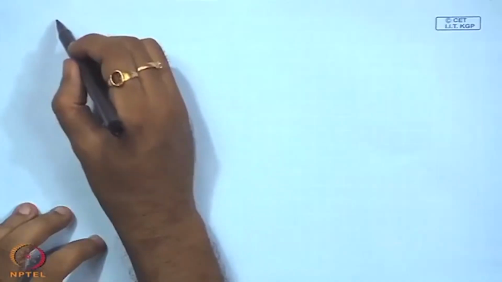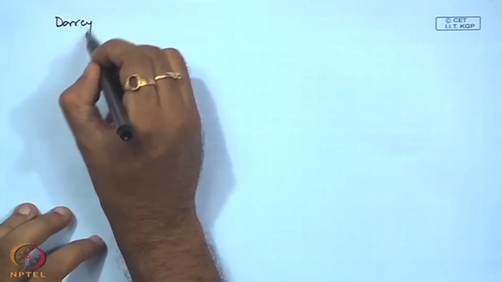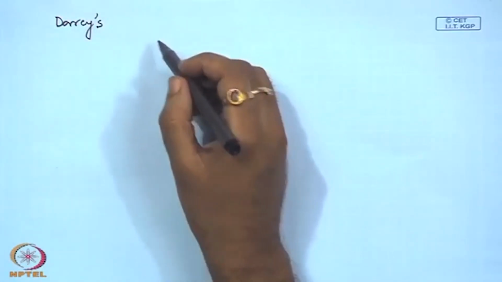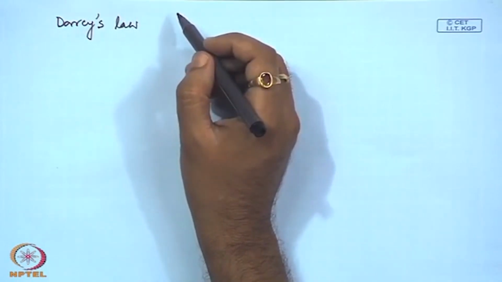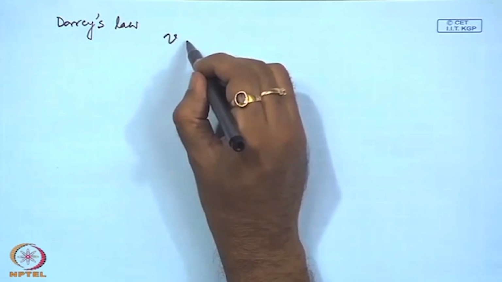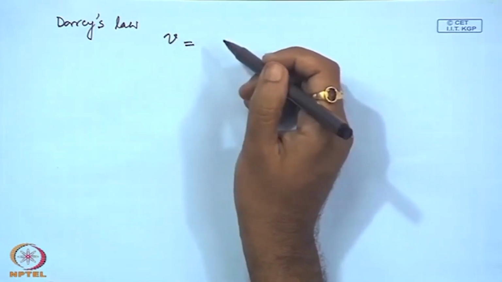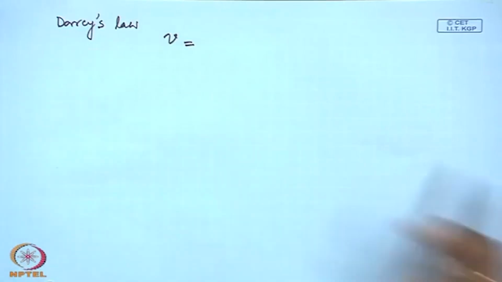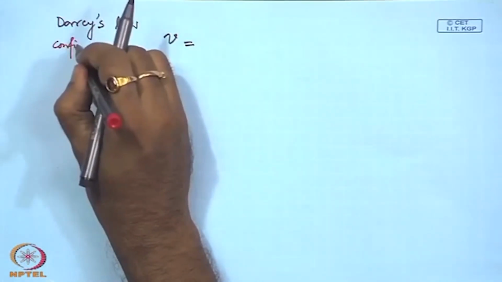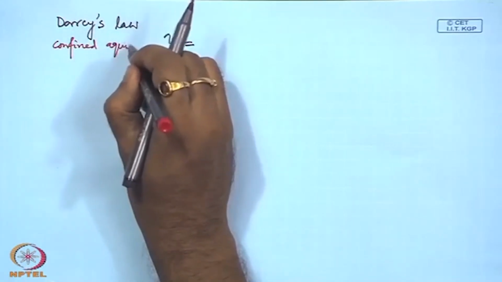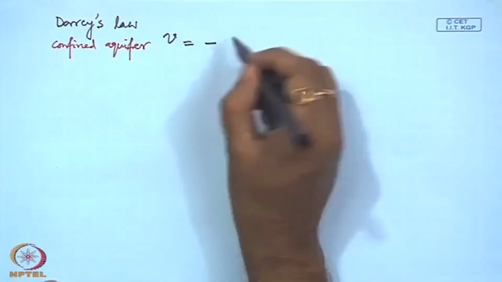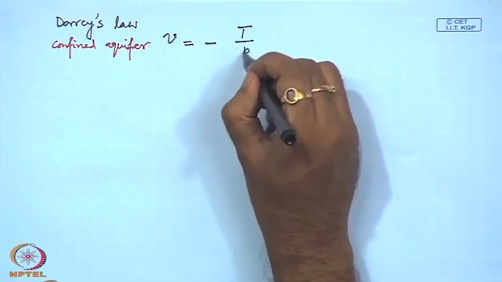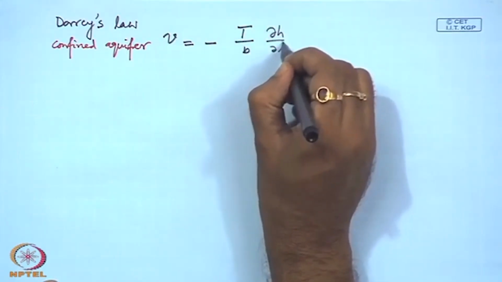As per Darcy's law, we know that the Darcian flux V for any confined aquifer can be defined as V equals del H by del L.